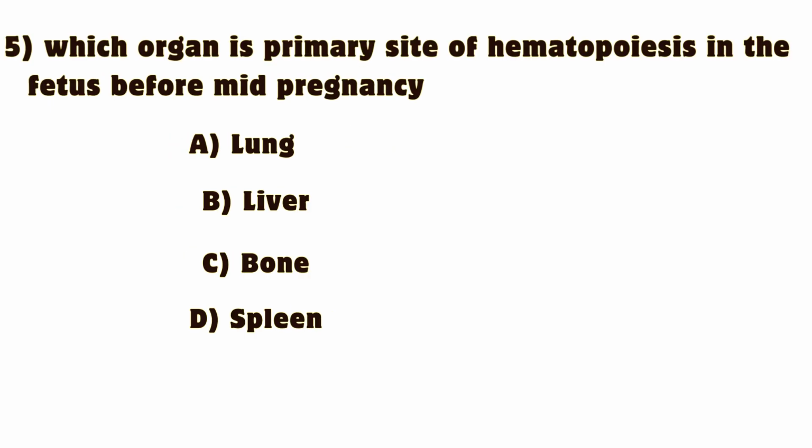Fifth question is, which organ is primary site of hematopoiesis in the fetus before mid-pregnancy? Options are option A, lung, option B, liver, option C, bone, option D, spleen. This question, correct answer is option B, liver.